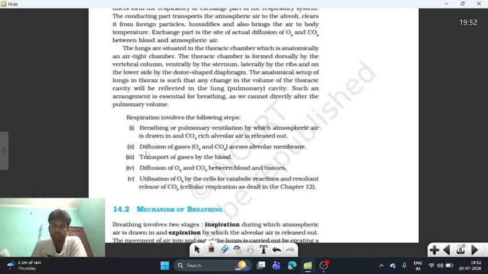So first, respiration involves the following steps. First is breathing, that means taking in air from the atmosphere. It is drawn in, and carbon dioxide from the alveolar layer is released out. Diffusion of gases takes place across the alveolar membrane. Transport of gases by the blood. Diffusion of oxygen and carbon dioxide between blood and tissues. Utilization of oxygen by the cells for catabolic reactions results in release of carbon dioxide.